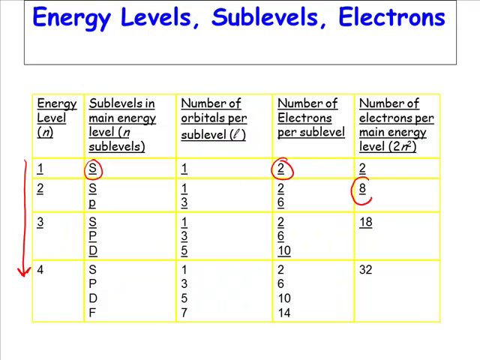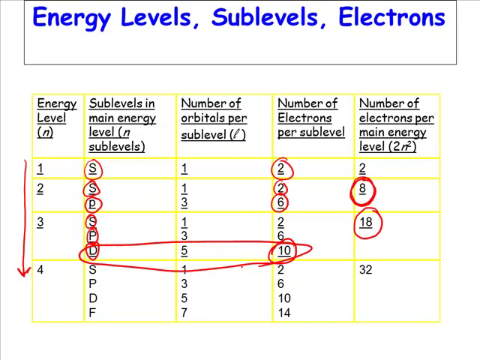Then in the second we said there's 8 over here on the right, because there can be 2 in the s orbital, and 6 in the 3 different p orbitals. As you go into energy level 3, there'll be 18, because there's s, p, and those 10 that we have in that d orbital, because of the 5 d sublevels, or suborbitals.